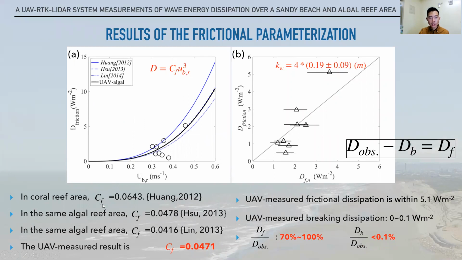In the coral reef area, the coefficient of the frictional dissipation is 0.0643, and in the same location, which is in the algal reef area of the previous result, the coefficient is 0.0478. And in this experiment, we use the UAV to measure the coefficient, which is 0.0471. We also calculated the frictional dissipation. The total dissipation is about 70% to 100%. It shows that in the algal reef area, the frictional dissipation dominates.